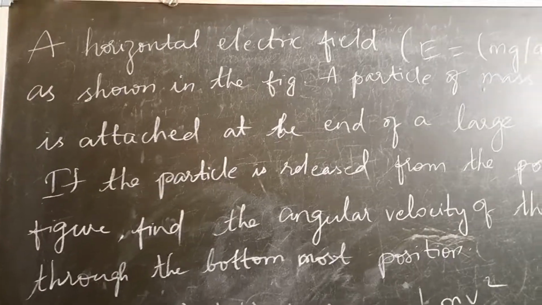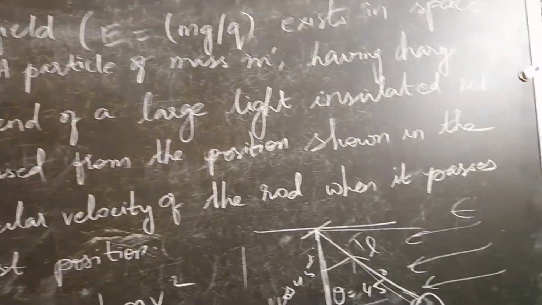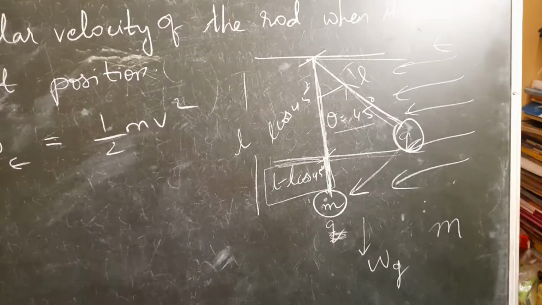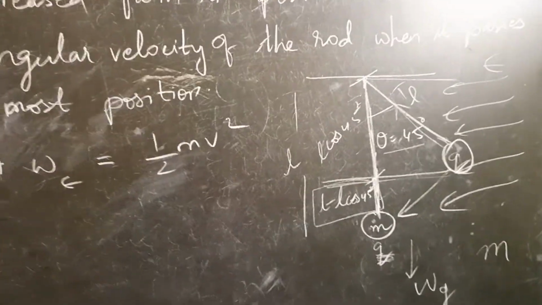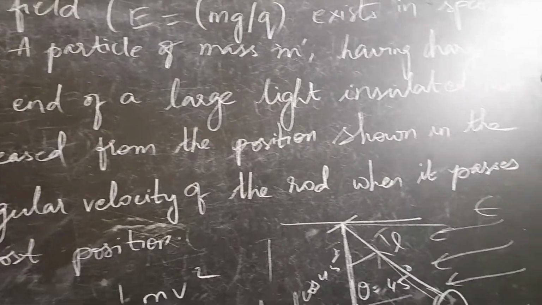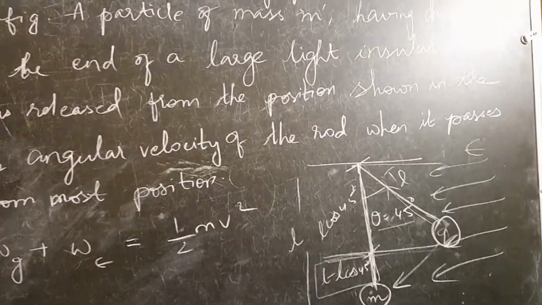Let's see a problem in Cengage. A horizontal electric field E equal to mg by q exists in space as shown in the figure. So this is the figure which is given in the question. So they are discussing about this. A particle of mass m having charge q is attached at the end of a large light insulated rod.